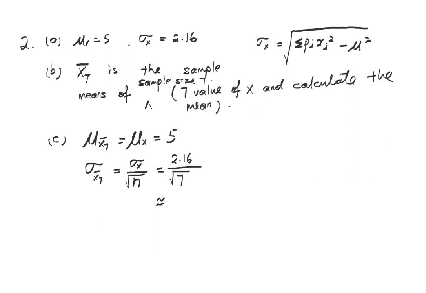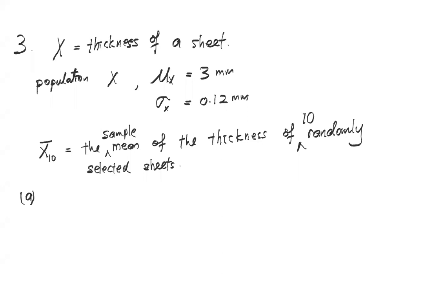Okay, now let's go to question 3. Please go to question 3. I will go through every single question with you. For this question, after I read the question, I will have all this information. I will write down X is the thickness of a sheet of paper produced by this company using this machine. So X is a population. The population X has this mean and this standard deviation.